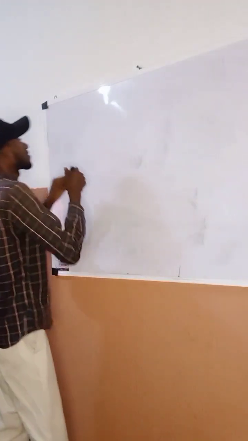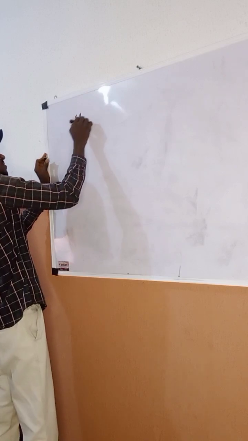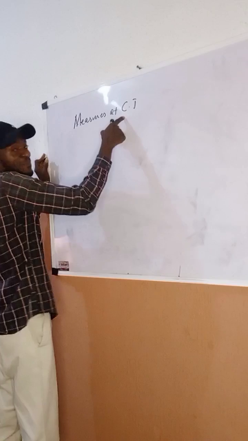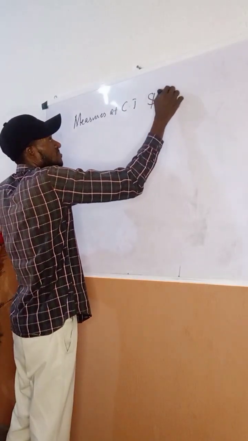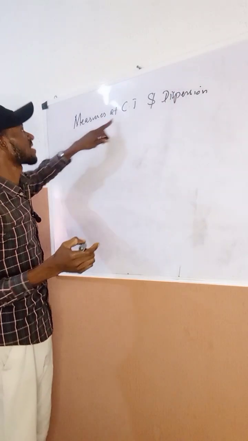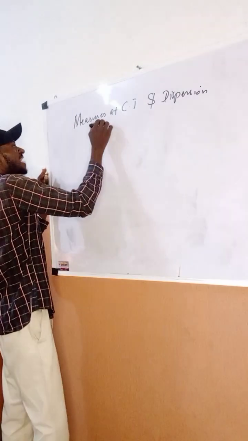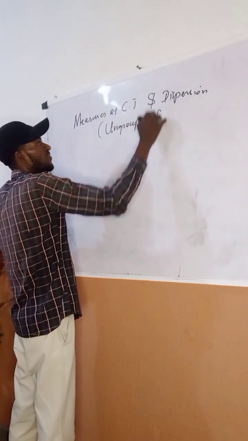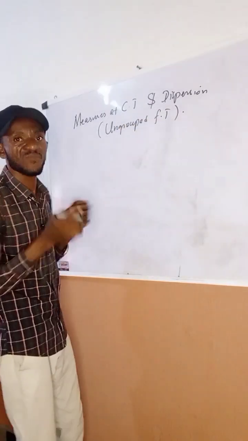So we talk about the measures of central tendency and dispersion. Permit me to write this as central tendency and then dispersion. That's what I mean. Then the idea is for the ungrouped frequency table.